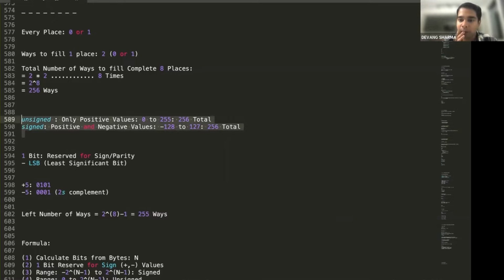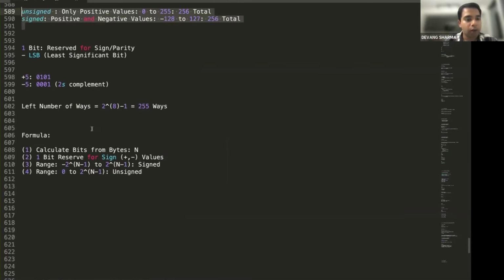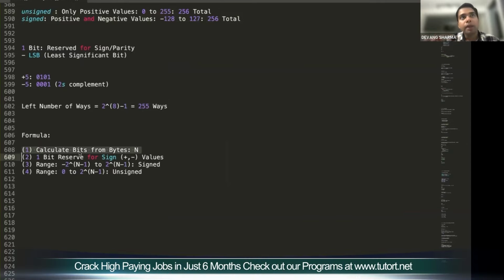This part clear to all? Okay. If this part is clear, now we talk about the formula. The formula is whatever data type that is given to you, convert that into number of bits first. Let's call this n, number of bits, not bytes.